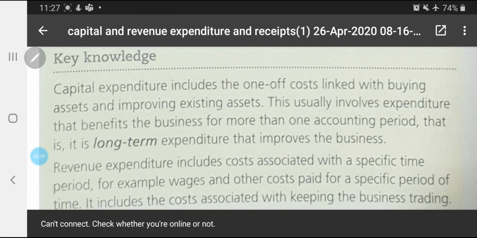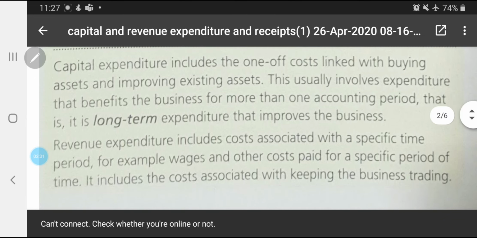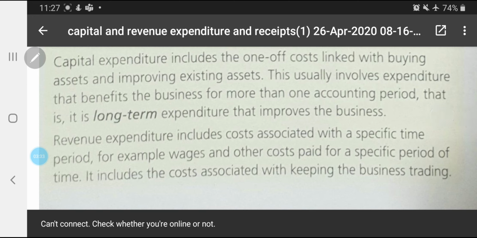Revenue expenditure includes costs associated with a specific time period, for example, wages and other costs paid for a specific period of time. It includes the costs associated with keeping the business trading. In conclusion, capital expenditure impacts on the statement of financial position, whereas revenue expenditure impacts on the income statement.